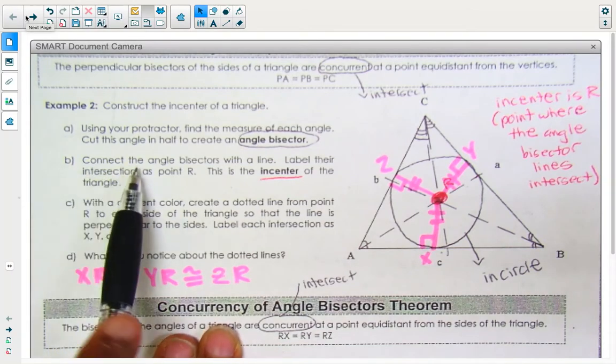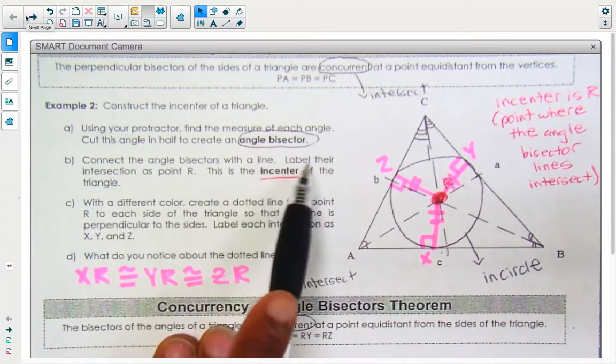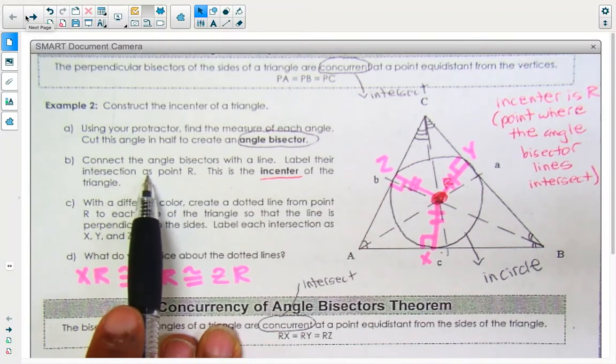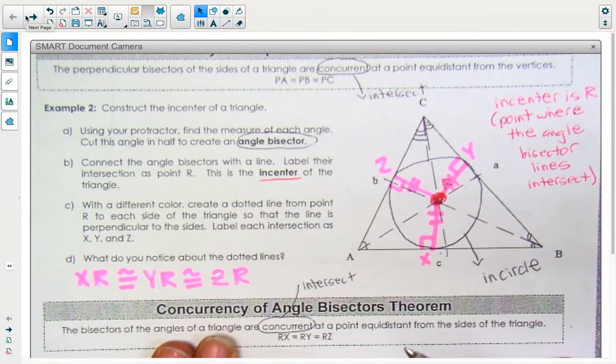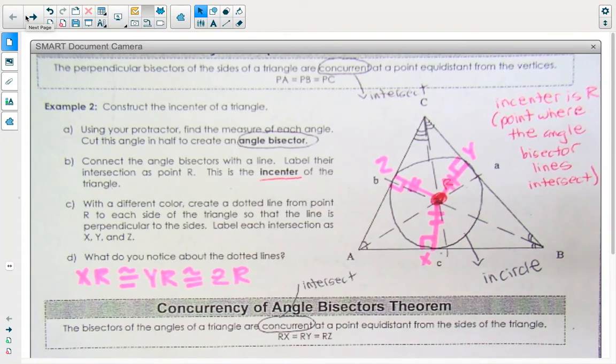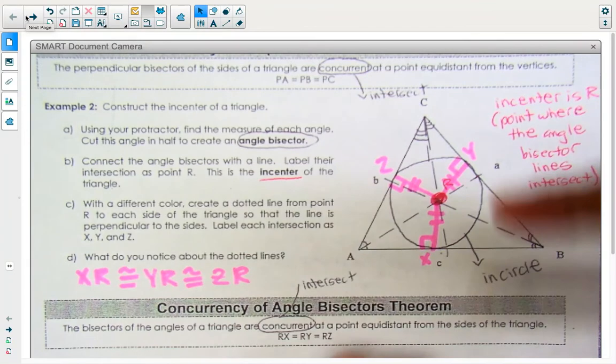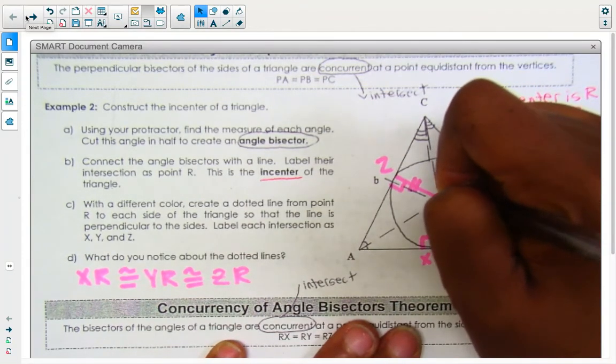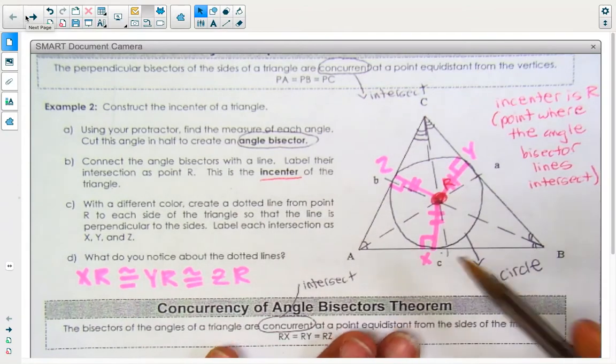Part B, connect the angle bisectors with a line. Label their intersection as point R. This is the incenter of the triangle. So it is an R here. Let me try to make that a little darker. So this is R in the red pen color there.